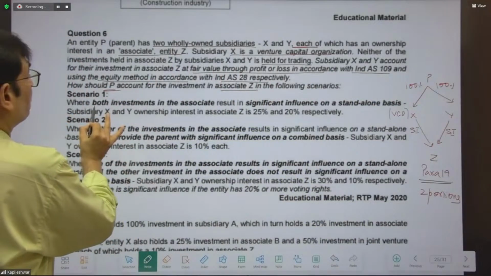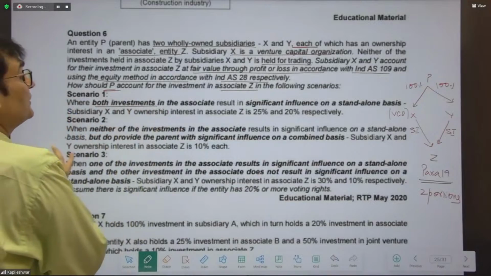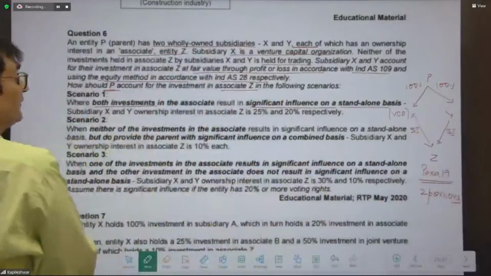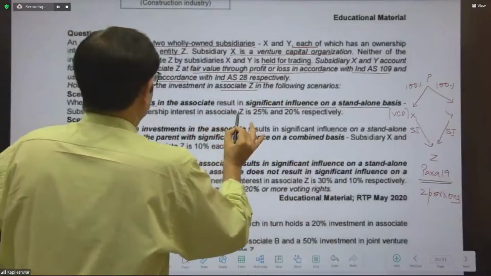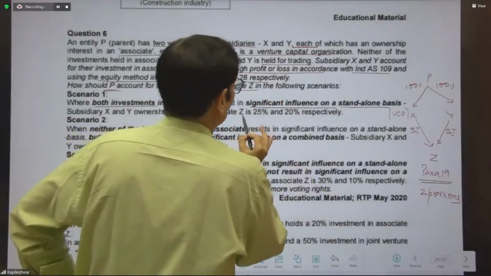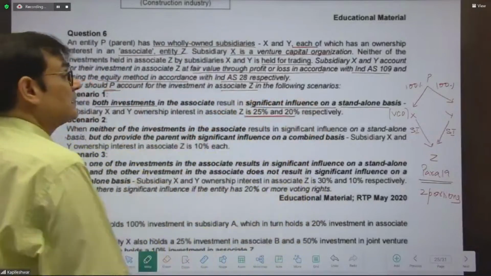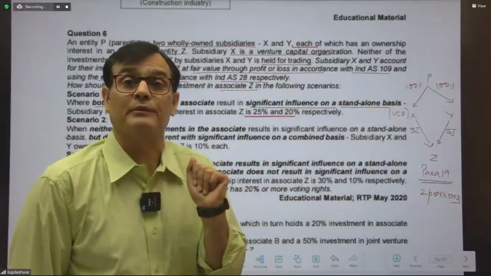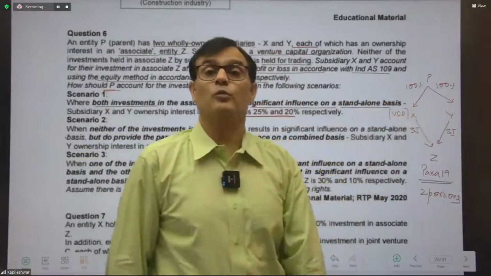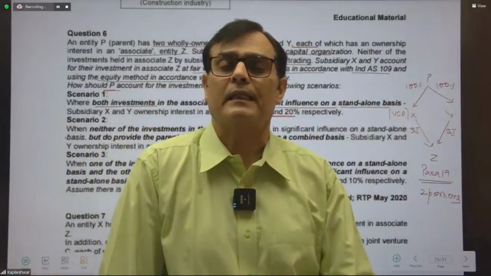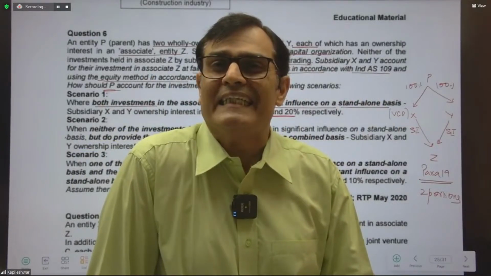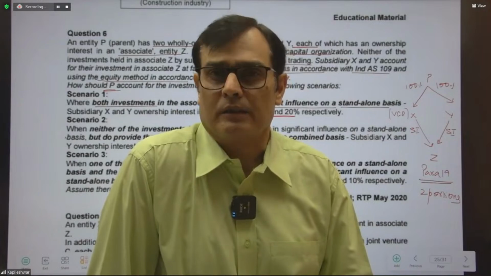Scenario number one, both investments in associate result in a significant influence on a standalone basis, which means X and Y have got 25% and 20% in Z. So on a standalone basis, X has got more than 20. On a standalone basis, Y has got more than 20. Let me clarify one thing. It does not make a difference whether you get individually more than 20 or not.